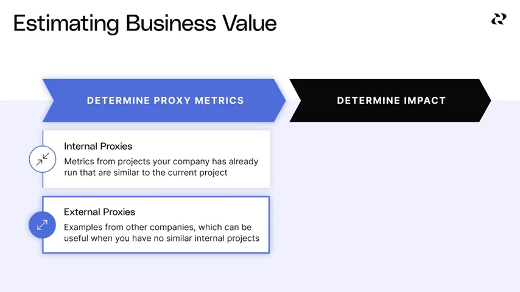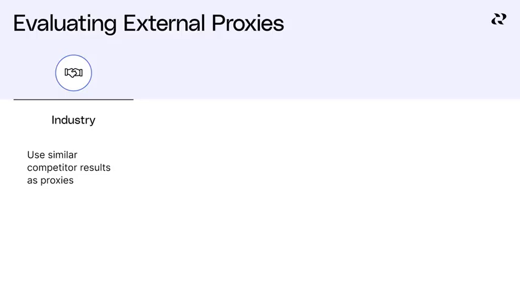External proxies are examples from other companies, which can be useful when you have no similar internal projects on which to base your estimates. There are 4 types of similarities you can evaluate when looking for appropriate proxy metrics for your project. First, you can look at your industry. Has a competitor in your industry done a similar project? You can use their results as proxies for estimation.